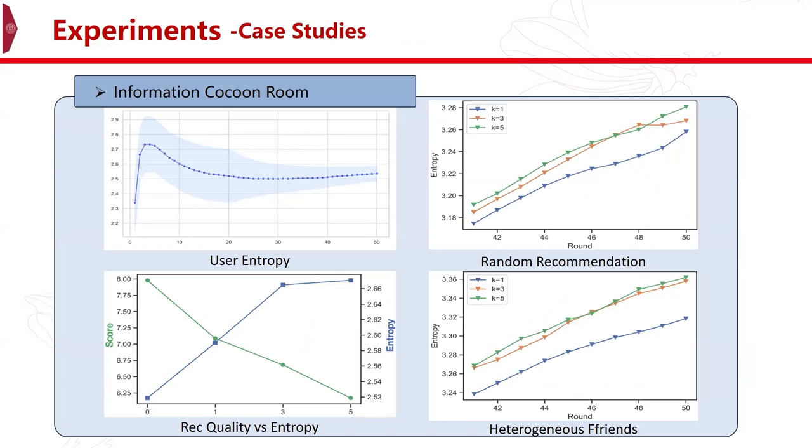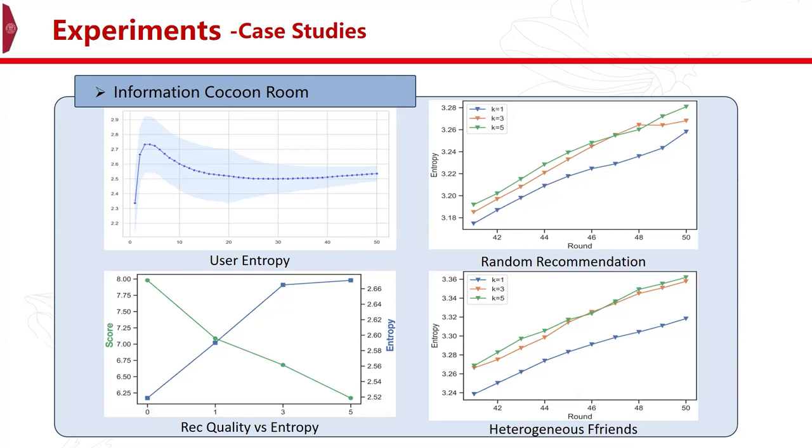Okay, based on this simulator, we also study several interesting social phenomena. The first phenomenon is information cocoon. Here, we would like to see whether the information cocoon problem also happens in agent society. We use entropy to measure the information cocoon problem. If the entropy is lower, then the information cocoon problem is more severe. From the left top figure, we can see as the simulation proceeds, the entropy goes lower and lower. This demonstrates that the information cocoon problem becomes more severe as we use more simulation runs.